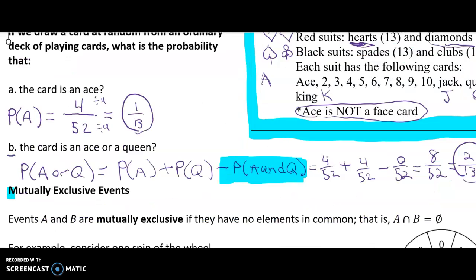As a reminder, when we do have events that are mutually exclusive, they have no elements in common. That means that the event A and event B are an empty set. So the event of queen and the event of ace was an empty set. So the probability of their intersection is 0.